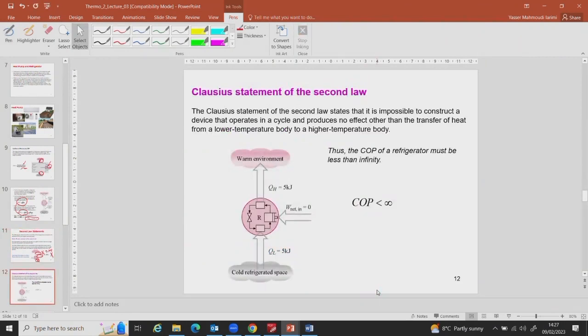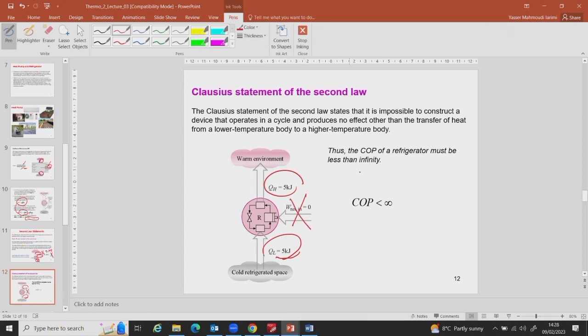Clausius is a similar statement, but it's for the refrigeration system. It means that you cannot build a device which works between a low-temperature and a high-temperature reservoir and gets heat from the low temperature and gives it to the high temperature. It means that this W, which is needed, all refrigeration devices need this W to do this job. So if you have 5 kilojoules here, taking all of this 5 kilojoules to the hot side with a W of zero never happens.